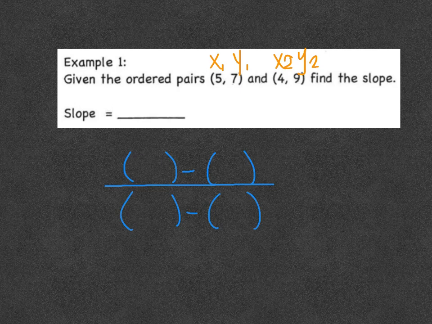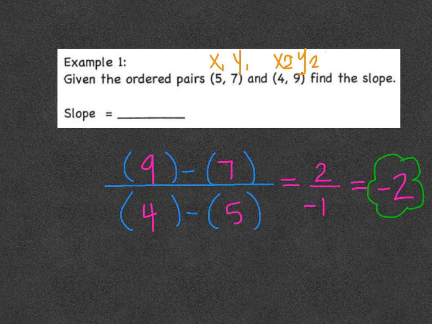When you look back up, the y2 number is 9. The y1 number is 7. The x2 number is 4. And the x1 number is 5. When I solve this and I go straight across, 9 minus 7 is 2. 4 minus 5 is negative 1. I can simplify this in proper fraction. 2 divided by negative 1 is negative 2. So the final answer, the slope for these two ordered pairs would be negative 2.